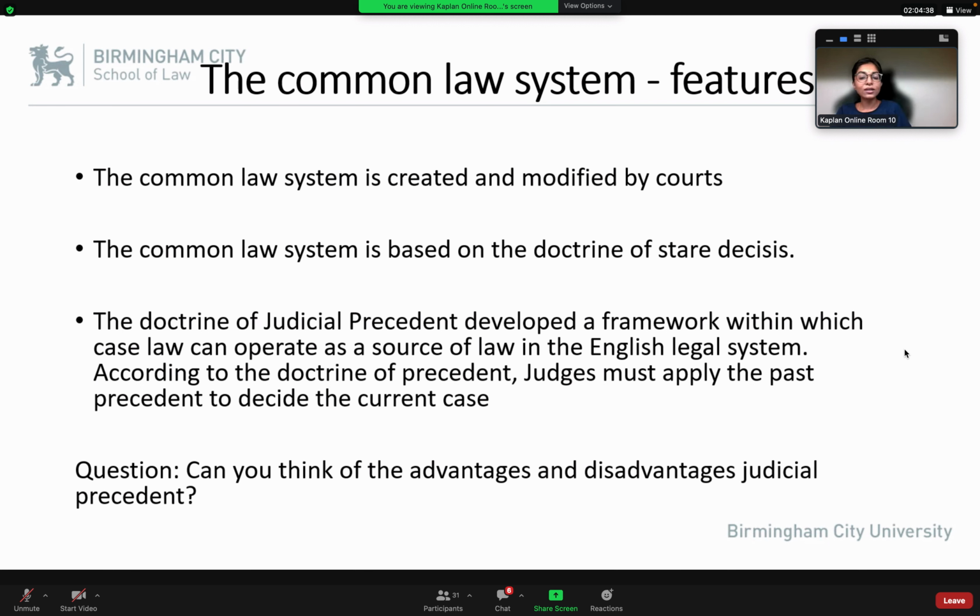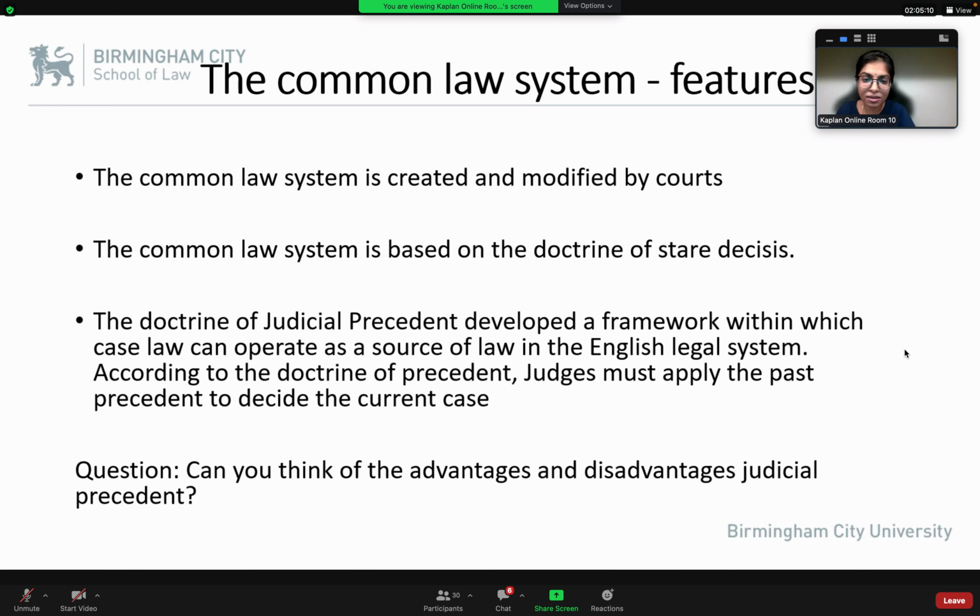Clear? So now that we have seen the second part of the lecture: the first part of the lecture was to explain to you the meaning of legal system. The second part of the lecture was to explain to you the origin of the common law system. Now we're going to discuss the features of the common law system, which means its characteristics.